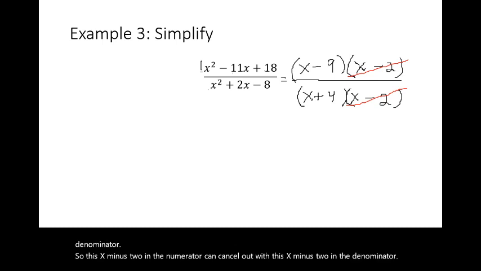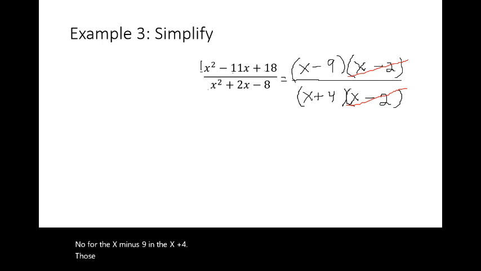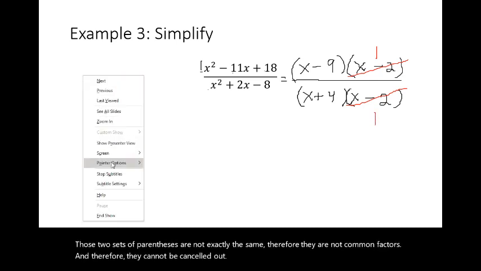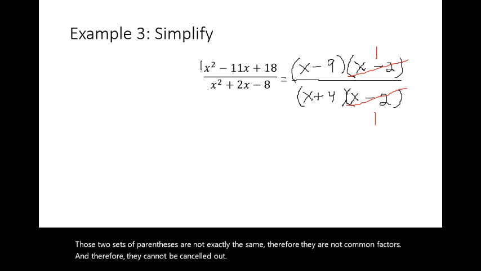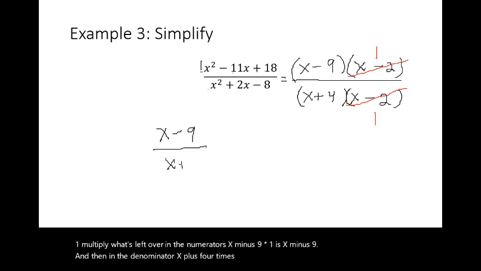Now, for the x minus 9 and the x plus 4, those two sets of parentheses are not exactly the same. Therefore, they are not common factors, and therefore they cannot be canceled out. So we'll multiply what's left over in the numerator. x minus 9 times 1 is x minus 9. And then in the denominator, x plus 4 times 1 is x plus 4.